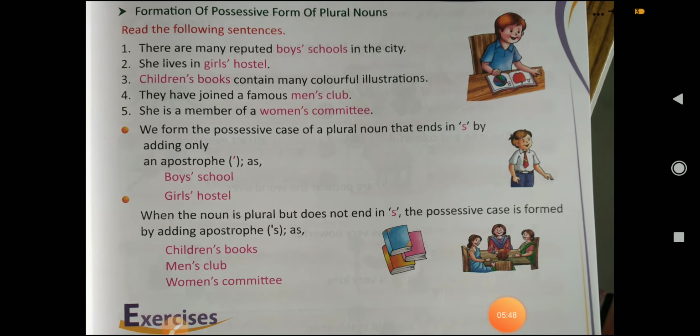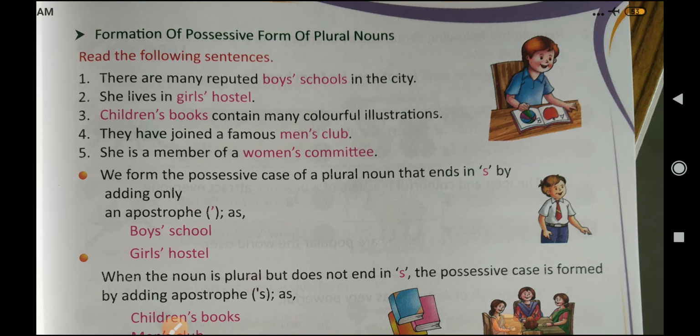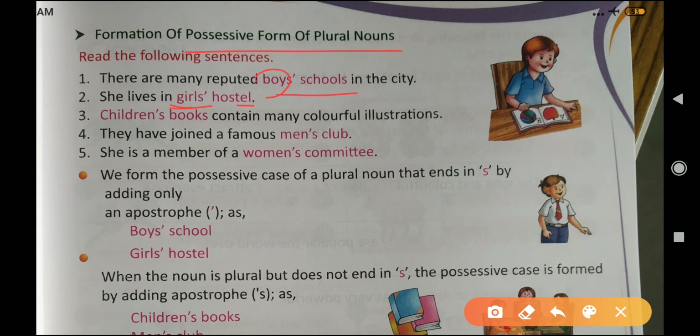Now on page number 43, formation of possessive form of plural nouns. Those were singular nouns, now the possessive form of plural nouns. There are many reputed boys' schools in the city. She lives in the girls' hostel. Children's books contain many colorful illustrations. They have joined a famous men's club. She is a member of a women's committee. All these nouns, boys, girls, children, men, women, are plural nouns.